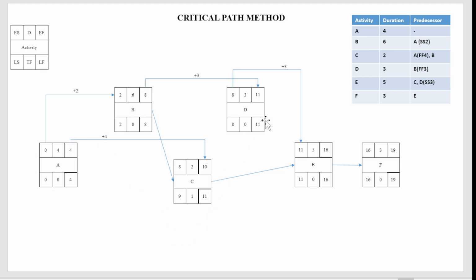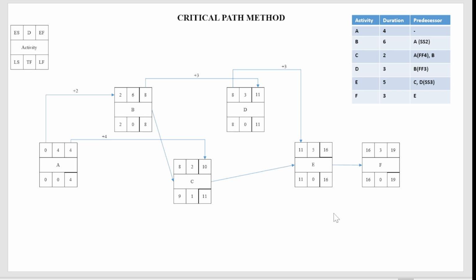Okay, now activity D is dependent on B, finish to finish with 3 day lag. Activity E has finish to start with C, directly connected, and start to start with D with 3 days lag. Okay, and finally activity F has a direct finish to start relationship with E.